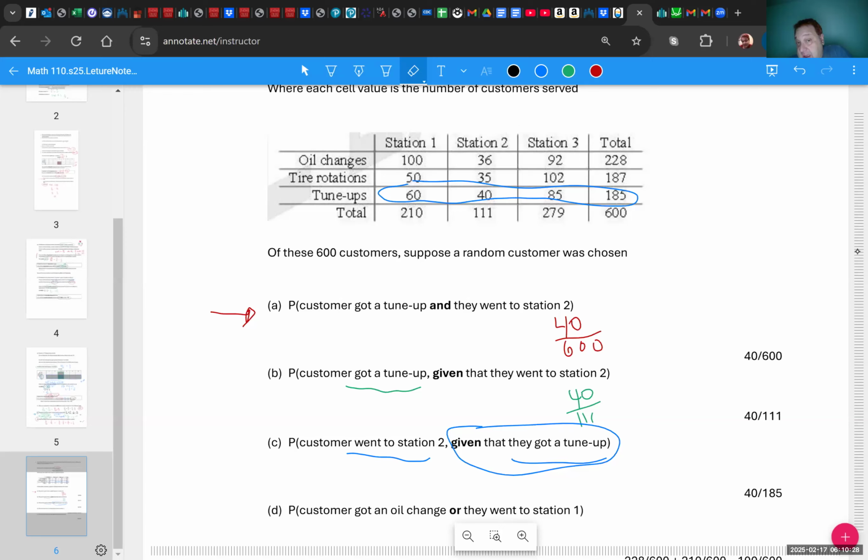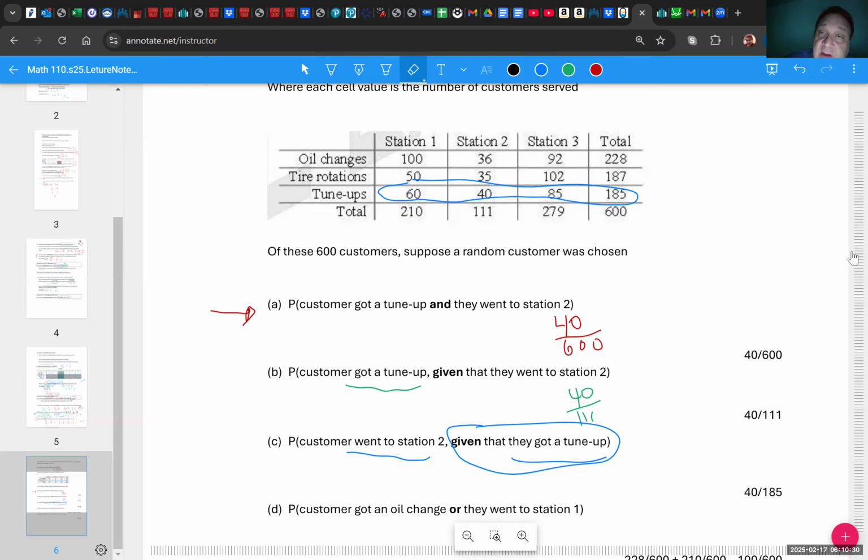Well, how many of them went to station 2? Once again, this is the number that went to station 2, given that they got a tune-up. So it would be 40 out of 185, because we know that they got a tune-up. So there's only 185 customers possible, and of those, 40 were at station 2. All right, let's do a couple more.